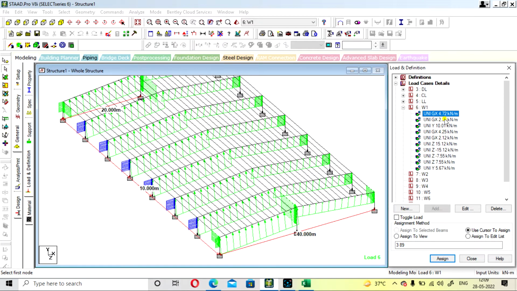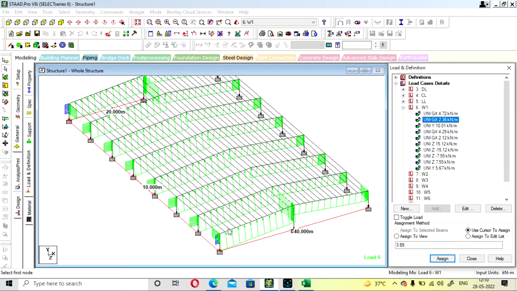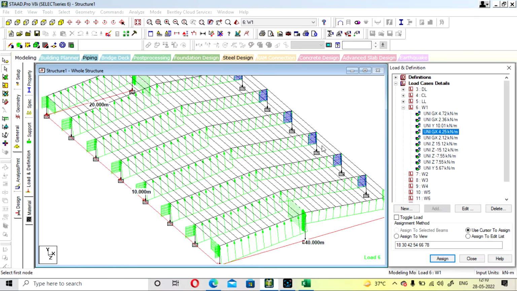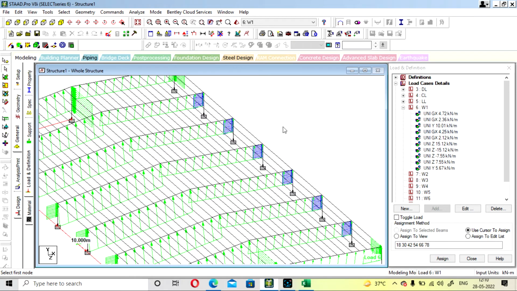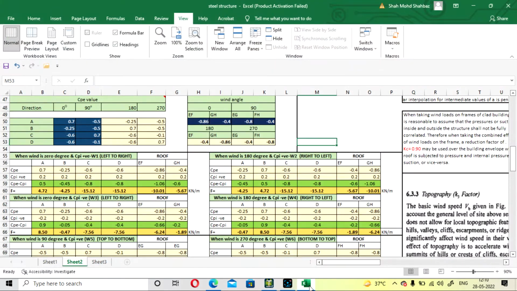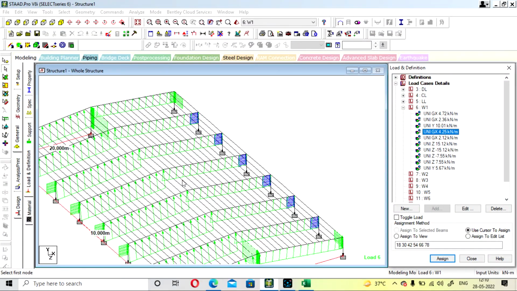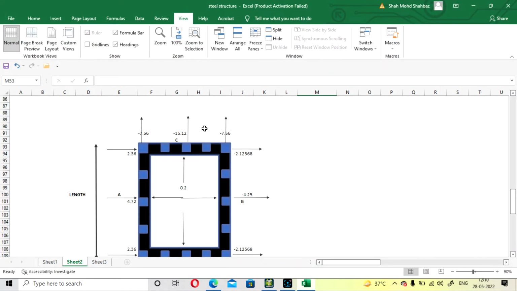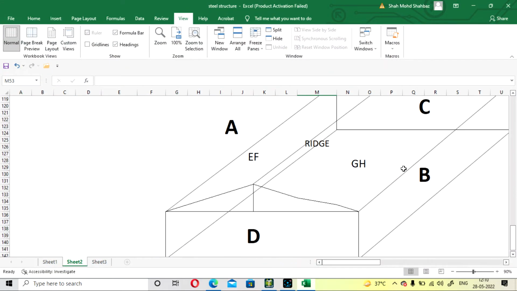This is 2.36. So here we have taken 2.36 on this column towards the structure and this column towards the structure. Okay, similarly for B. Okay, this will be your B, and this is the B. So this will be A, this will be B, this will be C, and this will be D, I will show you in the plan also. A B C D, A B C D.